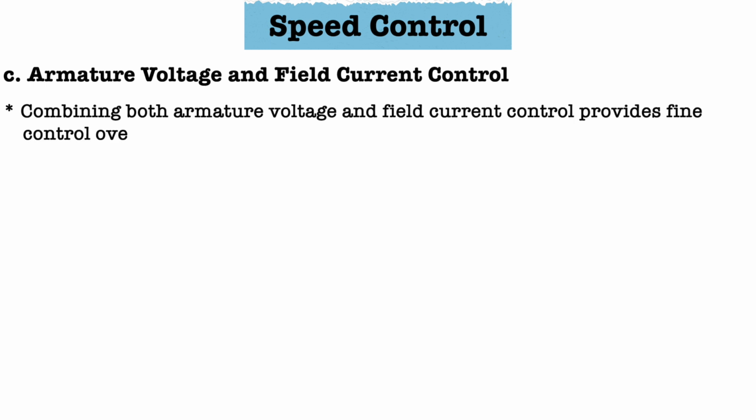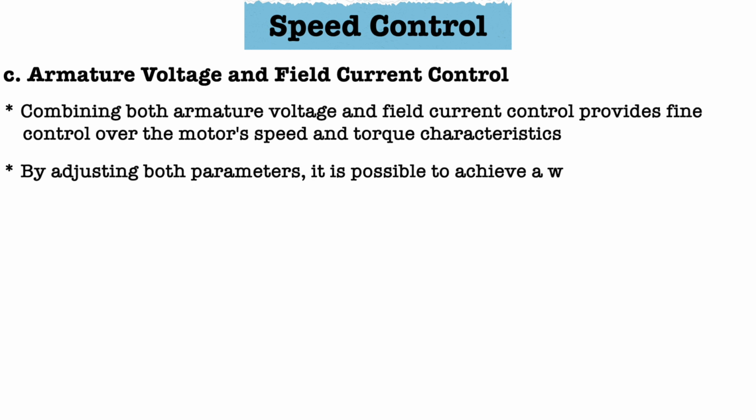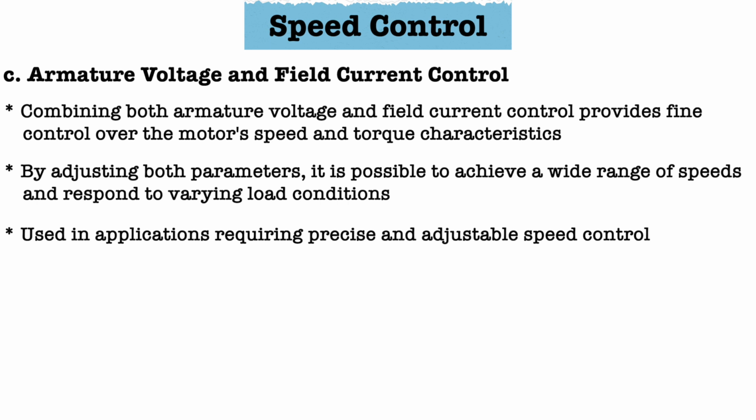The third one is the combination of both armature voltage and field current control, and it provides a fine control over the motor speed and torque characteristics. By adjusting both the parameters, it is possible to achieve a wide range of speeds and respond to varying load conditions. So, it finds its application requiring precise and adjustable speed control.